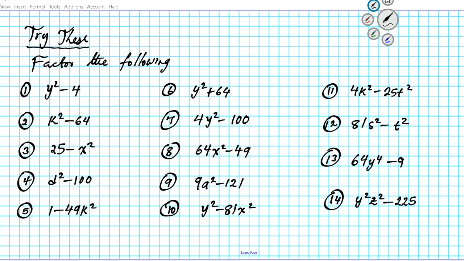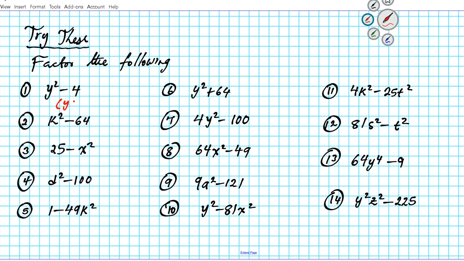Alrighty, now it's your turn to do some practice problems. We have 14 practice problems that we'd like you to factor out completely. Look out for prime expressions that are not factorable. So go ahead and pause this video presentation at this time. Factor all these 14 binomials, and when you're done, click on the play button and we'll reveal what the answers are. Alrighty, welcome back. So hopefully you had a chance to try the problems. Let's take a look at what the answers are.